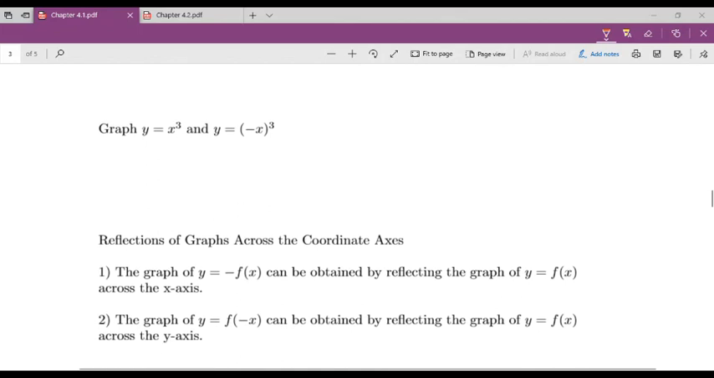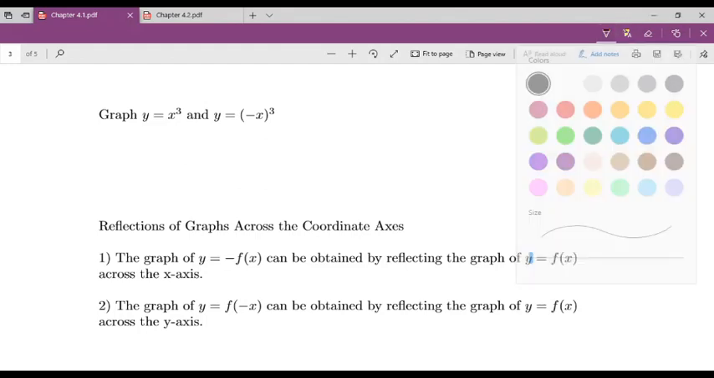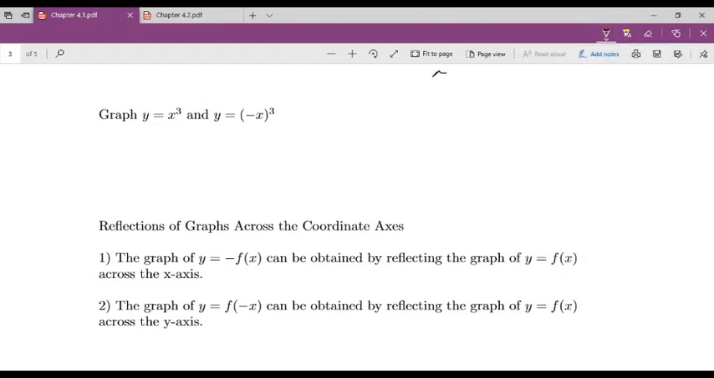Okay, now let's look at the next one. It says graph y equals x to the third and y equals negative x to the third, with the negative on the inside. Okay, so we'll pull up another graph here. This one's pretty easy to sketch as well. One, two, three.